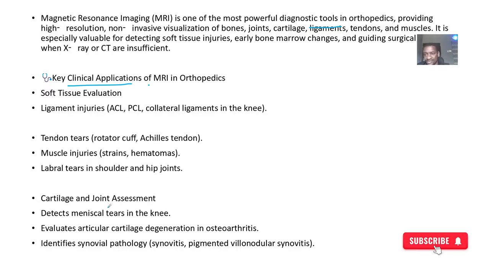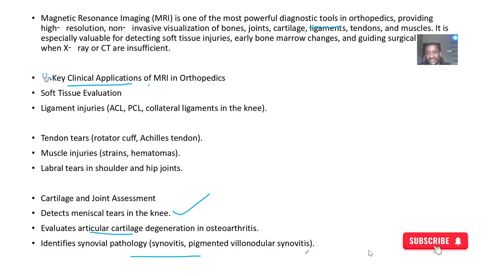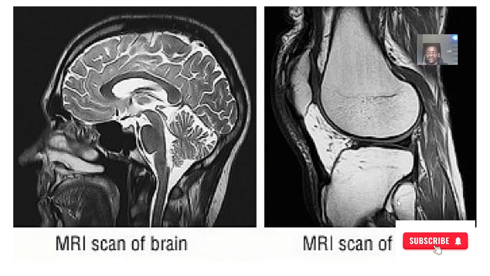Cartilage and joint assessment. It can also be used to assess the meniscus to see if there are any tears or any issues in the meniscus. It can be used to evaluate articular cartilage degeneration. Also identify synovial issues, synovitis, pigmented villonodular synovitis, and the rest of it. MRI shows a very clean picture of the brain and also of the knee joints.